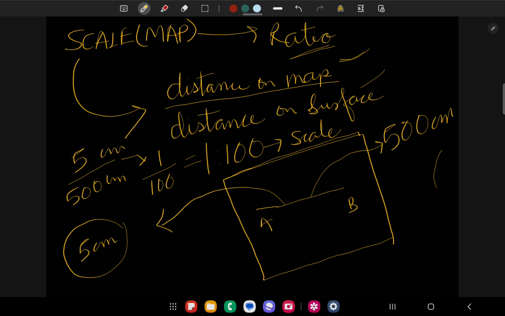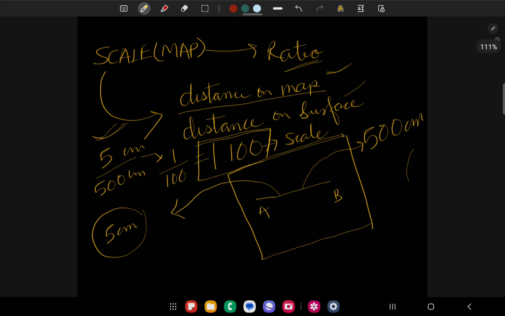So according to the definition, we should take a ratio, distance on the map upon distance on a surface. So I take a ratio like this, 5 centimeter upon 500 centimeter, so it becomes 1 by 100. So we can write like this, 1 is to 100. This 1 is to 100 is the scale of this map. You can take any unit, whether 5 meter by 500 meter, 5 kilometer by 500 kilometer, it doesn't matter, but the scale will remain the same, that is 1 is to 100. It's an example.